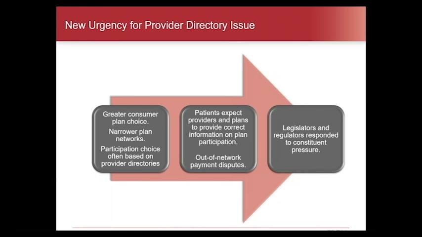So consumers are now much more attuned to what is going on, and choices that they make will have great impacts on their costs and their experiences with the healthcare system. As a result, patients do expect that information is available to them to make intelligent and informed choices, specifically around provider networks and participation of providers. And obviously, bad choices result in potentially out-of-network payment disputes and just negative feelings in general. These concerns, and the fact that consumers potentially will have difficulty making the right choices because information is not correct, have led legislators and regulators to respond by developing regulatory requirements in order to try to address this.